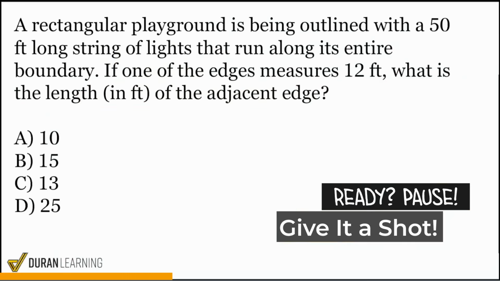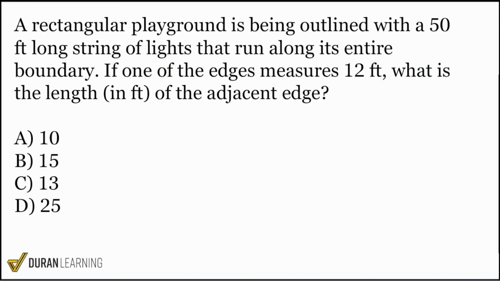And let's take a look at this next one. So the first thing, again, as always, that we want to do is read the question sentence. Right here, if one of the edges measures 12 feet, that's just conditional information. They're giving you information here. You're good. But it says here, what is the length in feet of the adjacent edge?